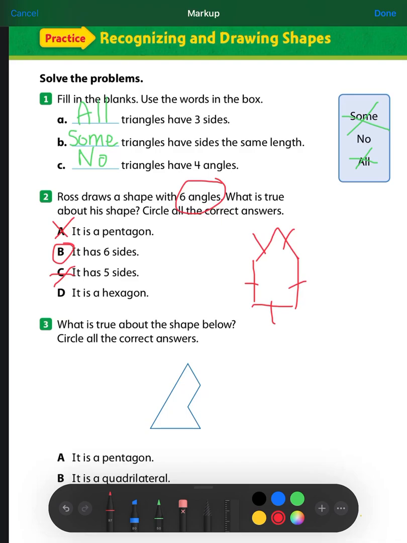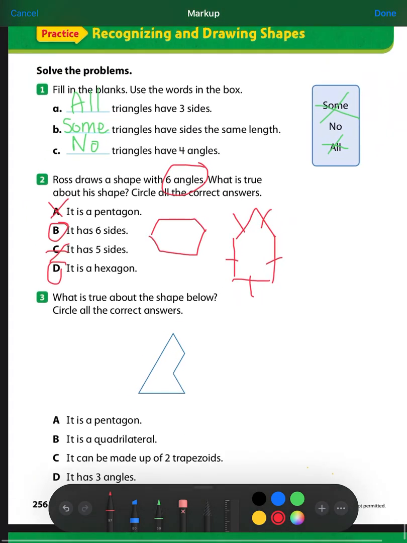Let's read D. It is a hexagon. We did talk about a hexagon. And a hexagon has 6 sides and 6 angles. So yes, D, it is a hexagon. A hexagon has 6 angles. That is true. So there are 2 answers correct on that one. B and D are both correct on number 2.